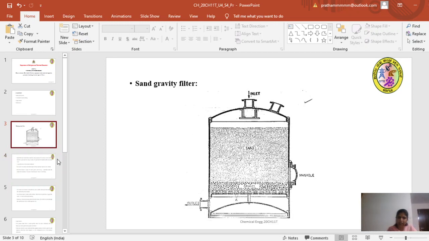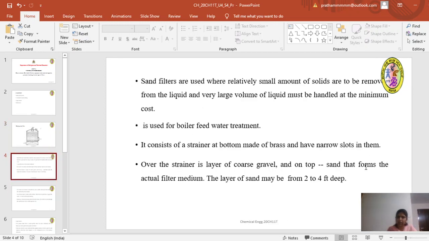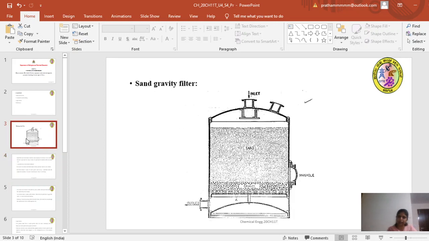Both act as filter medium, but the sand forms the actual filter medium. The layer of sand we use here is from 2 to 4 feet deep. This is the sand we use, at 2 to 4 feet deep.